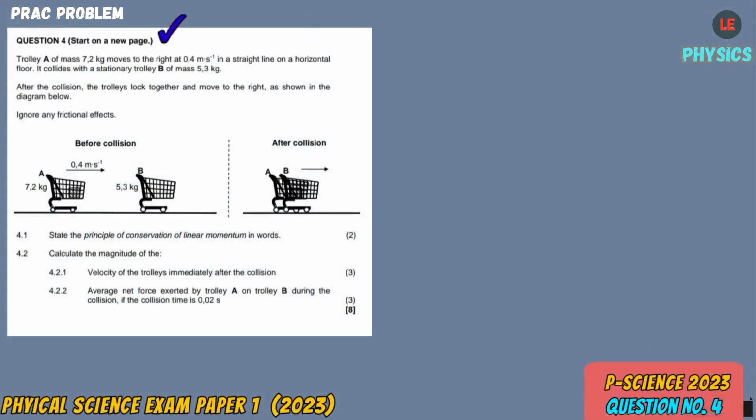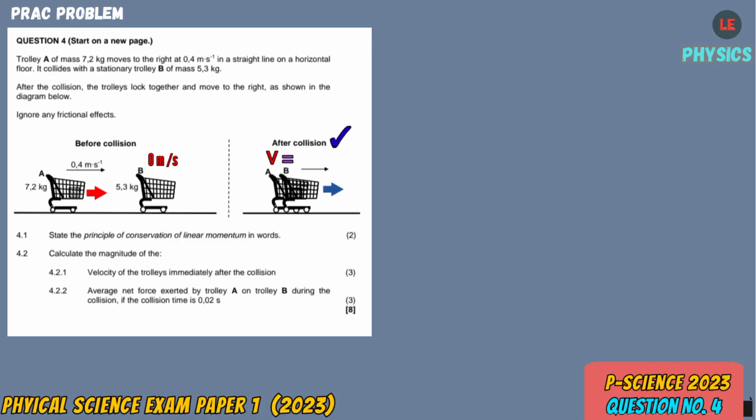Question 4. Physical Science Paper 1, Year 2023. This scenario is about these two trolleys, whereby this first trolley is moving with 0.4 meters per second to collide with trolley B, which is stationary. That is before collision. After collision, they lock together and move to the right. Our duty is to calculate the velocity of these trolleys immediately after collision.